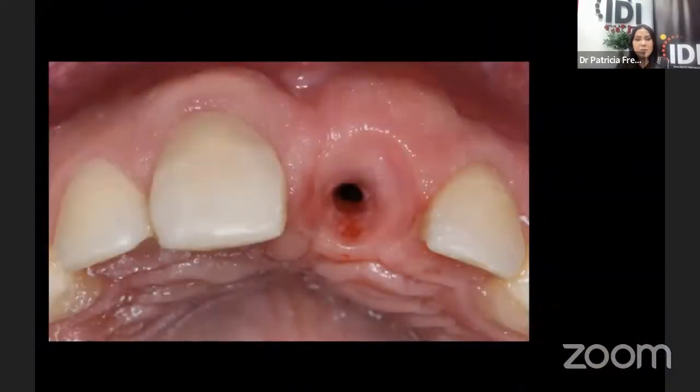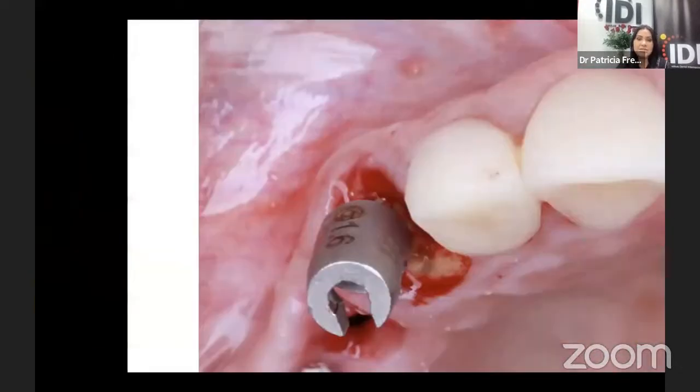And look, what a beautiful view we got working like that. So this is very natural. See the amount of soft tissue. See the emergence profile of this provisional. This is what we want, because we are going to obtain a lot of naturality in our restoration.